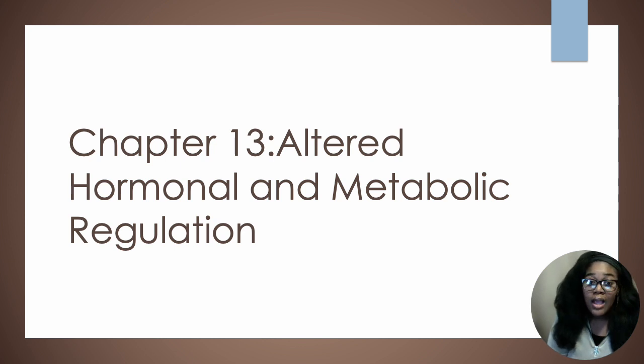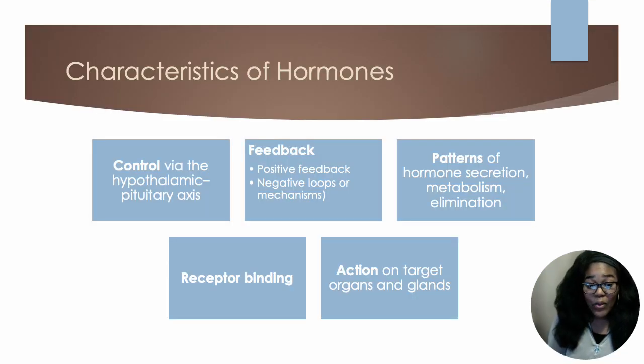Today we'll be discussing altered hormonal and metabolic regulation. So this is all about hormones, and we'll be discussing several different characteristics of hormones. There's control of the hypothalamic pituitary axis, which is where most of our hormones are derived from. We have different feedback mechanisms that characterize our hormones, and that includes positive feedback and negative feedback. We have different patterns of hormone secretion, which includes metabolism and elimination. We also have receptor binding as well as action on target organs and glands.